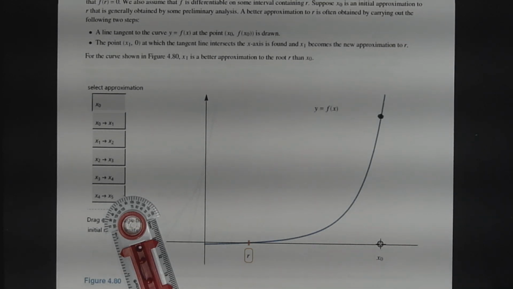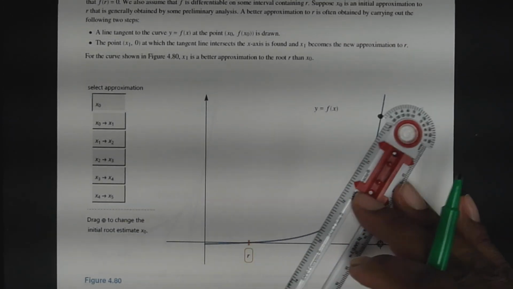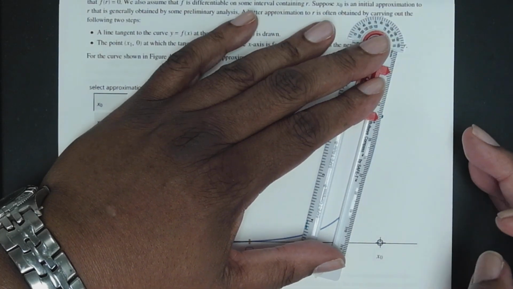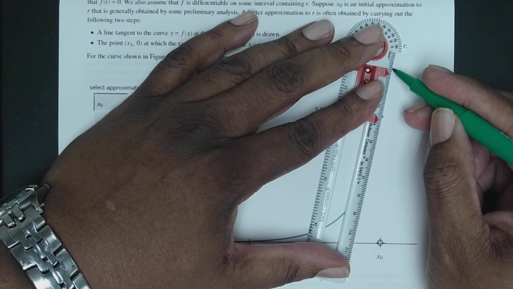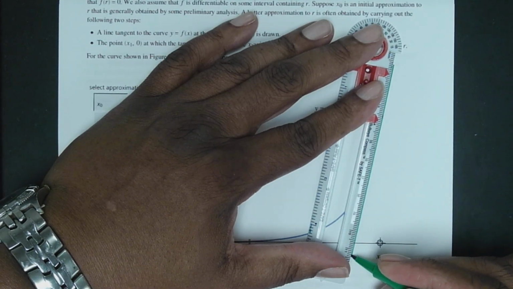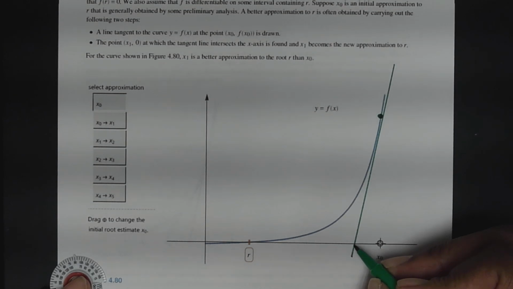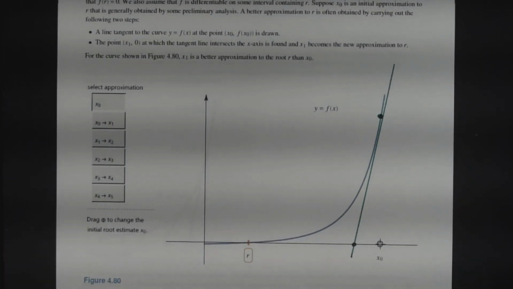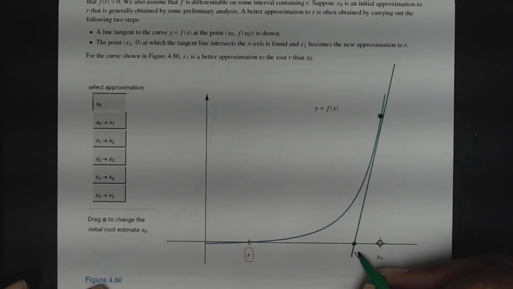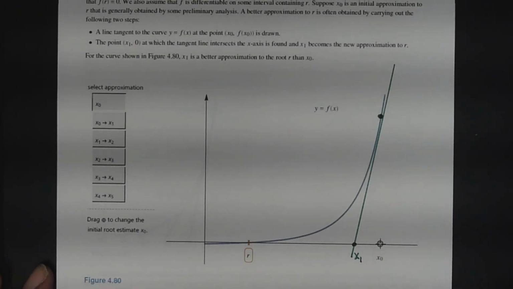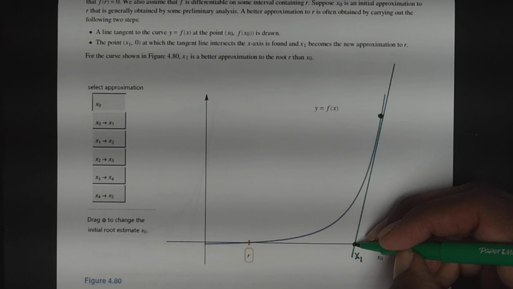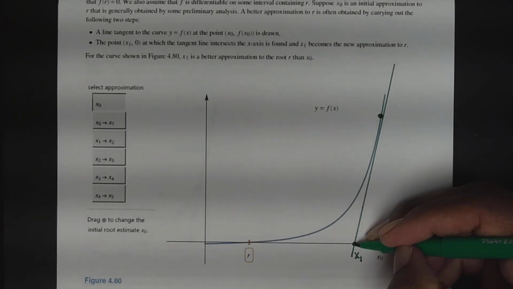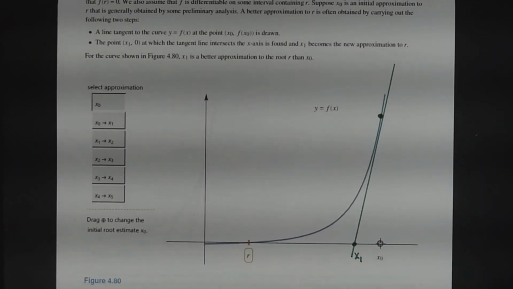And then next I'm going to draw a tangent line going through that point. Keep in mind the tangent line is the line that touches the graph at that point. Okay, so here's my tangent line that I'm going to draw right here. Now the point where that tangent line intersects the x-axis, that's going to be my new approximation, x1. All right, and then next, I'm going to draw the point where the corresponding y value for x1 is.